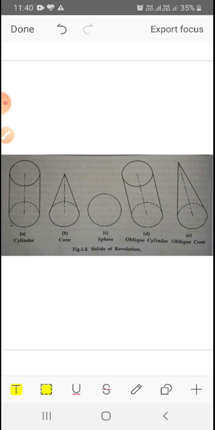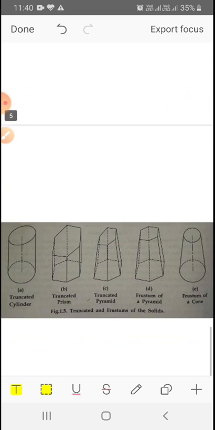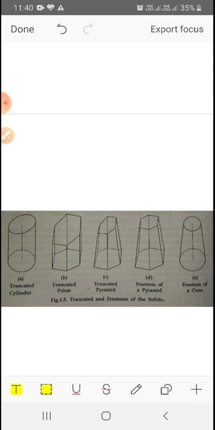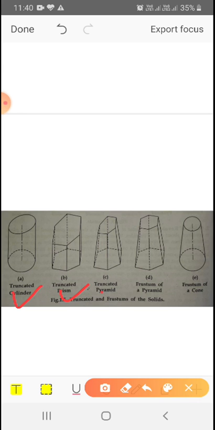I hope you understand the solids of revolution. And last, we have to discuss what truncated solids are and what frustums of solids are. The first three figures, A, B and C, are truncated solids, and figures D and E are frustums of solids.